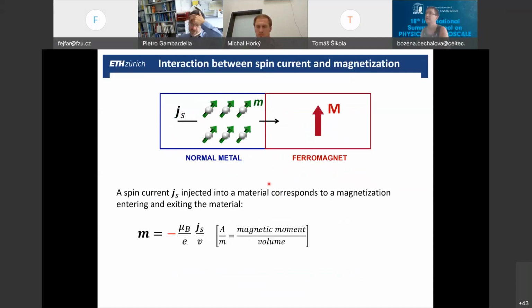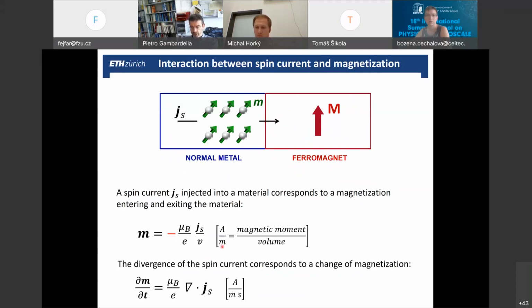So we're effectively injecting a spin current that is a difference in the number of spin up and spin down electrons. Okay. And this spin current corresponds to essentially a magnetic moment that is entering, a non-equilibrium magnetization that is entering into the system.